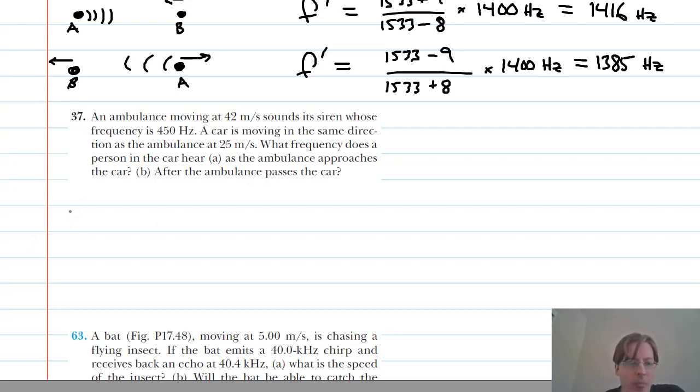So first, here's the ambulance. It's approaching the car at 42 meters per second. The car is moving in the same direction, but at a lower speed, only 25 meters per second. So the ambulance sending out its sound waves, they're going to be bunched up on this side because of the Doppler effect. So I'll figure out f prime.